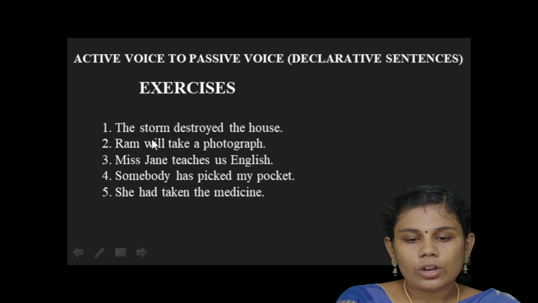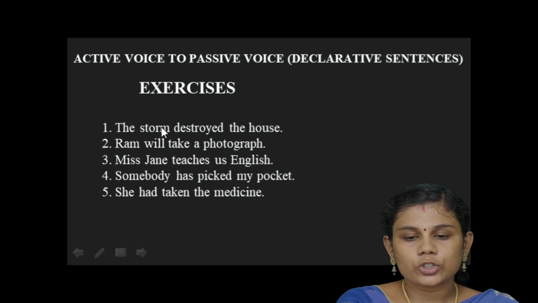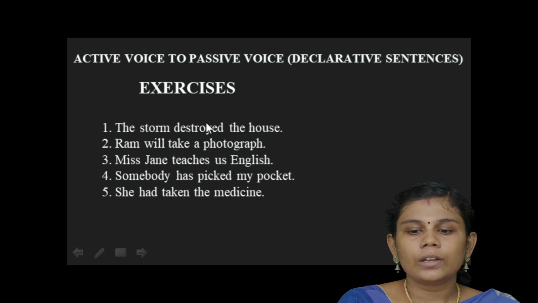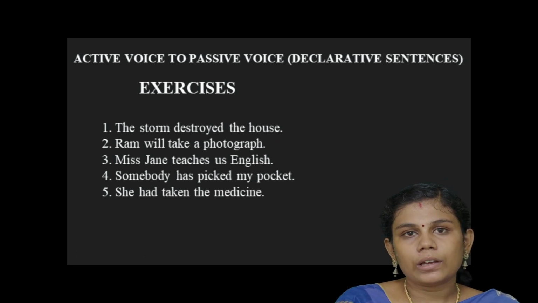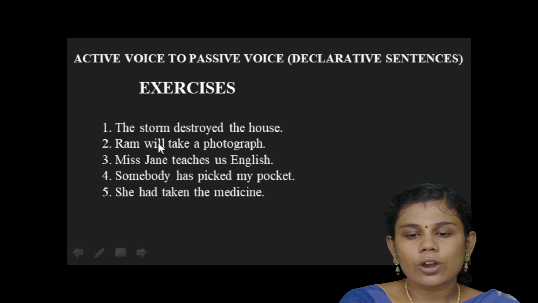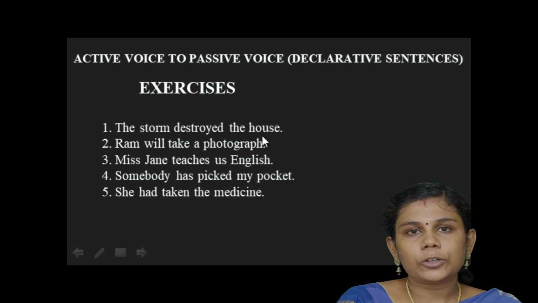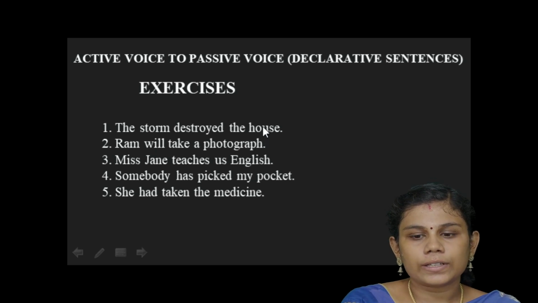Here the storm is the subject, destroyed is the verb, the house is the object. So the first step, we have to swap the subject and object positions. When we change the storm destroyed the house into passive voice, the house will come first. So the house, here, destroyed.